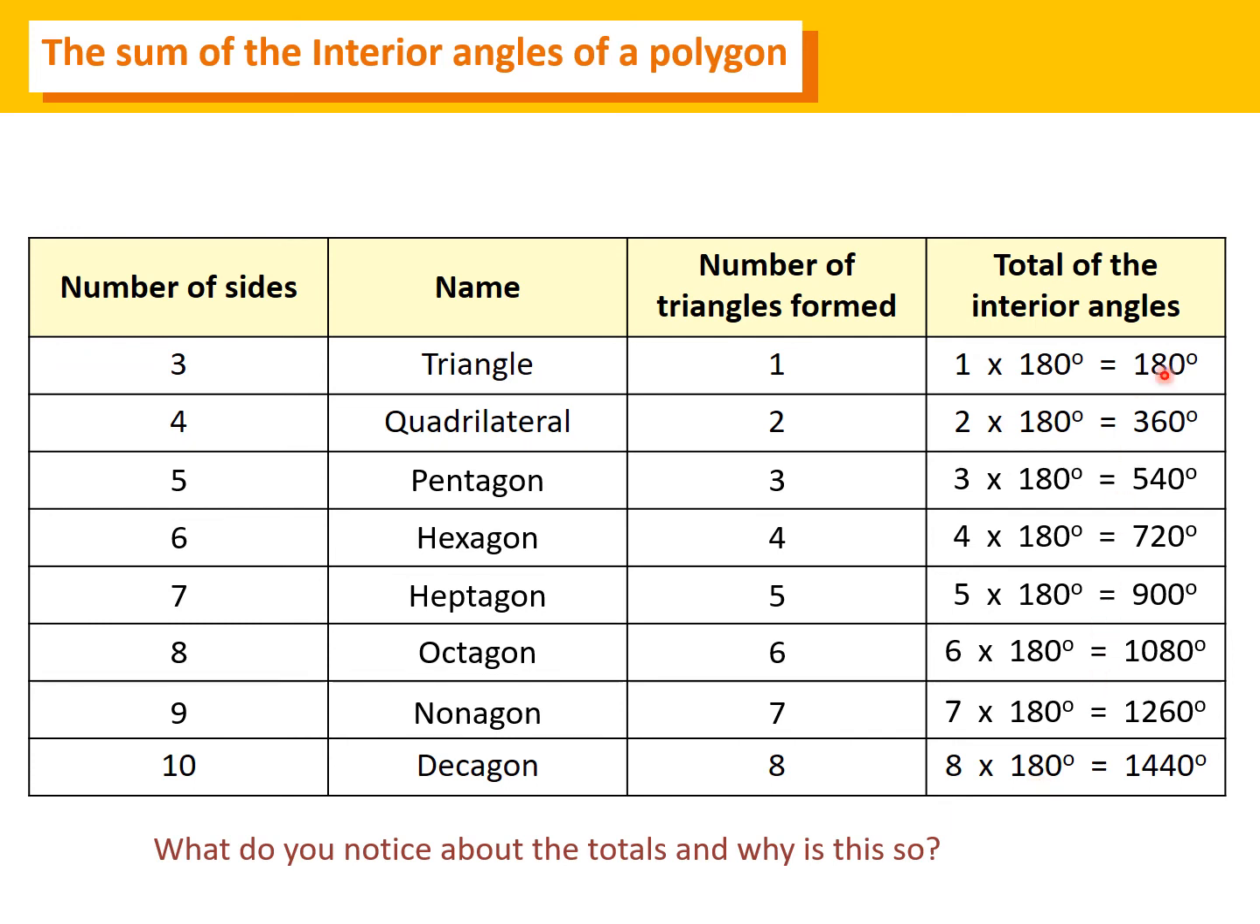Another way of working out this total is to say, well, I know that there are 180 degrees in a triangle, and every time I add a side, I'm adding another 180 degrees to the total. I really recommend that you learn this table, that you learn the names of the polygons, and you understand how to find the total of the interior angles, either in terms of n minus 2 lots of 180, or by starting at 180 degrees with a triangle and adding 180 degrees every time you increase the sides.